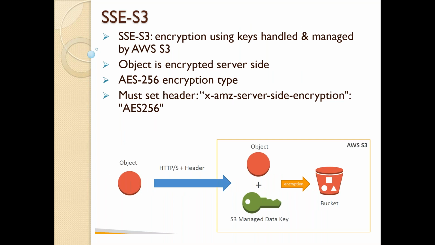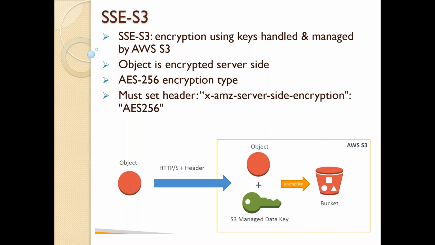Let's talk about SSE-S3. Server-side encryption, the keys are handled and managed by S3 itself. See here, the object is sent either as HTTP or HTTPS plus a header. You need to pass the header x-amz-server-side-encryption, saying the algorithm AES256. Only then will S3 create the key on this algorithm. It will lock your object, encrypt and store it. The object is always encrypted on the server side. That's what we call SSE.